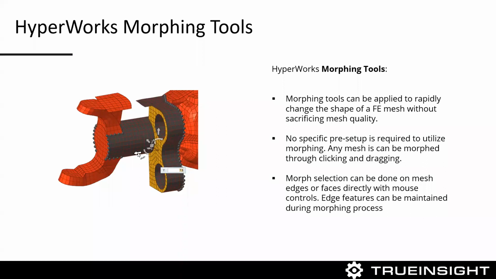Morphing really allows you to manipulate a mesh after you've created it, to extrude a mesh outwards. A lot of other tools require you, if you want to extrude a surface, maybe you run a structural case and determine that, hey, I want to adjust my thickness.